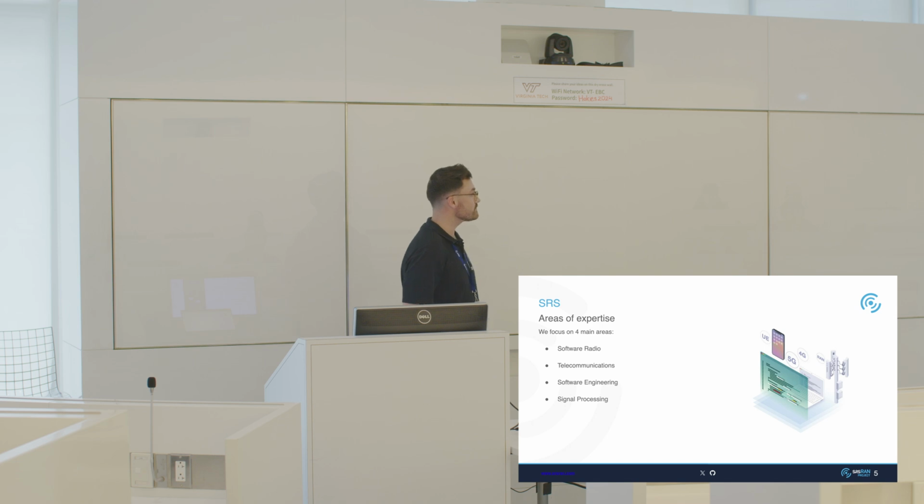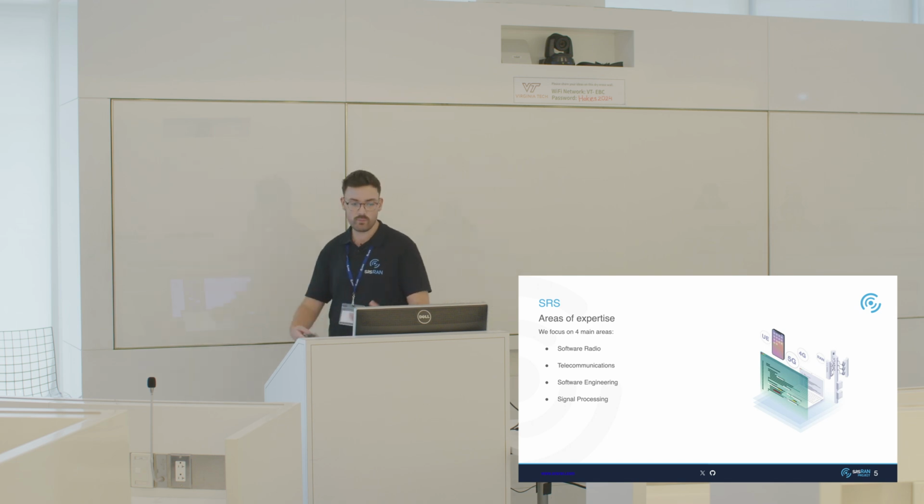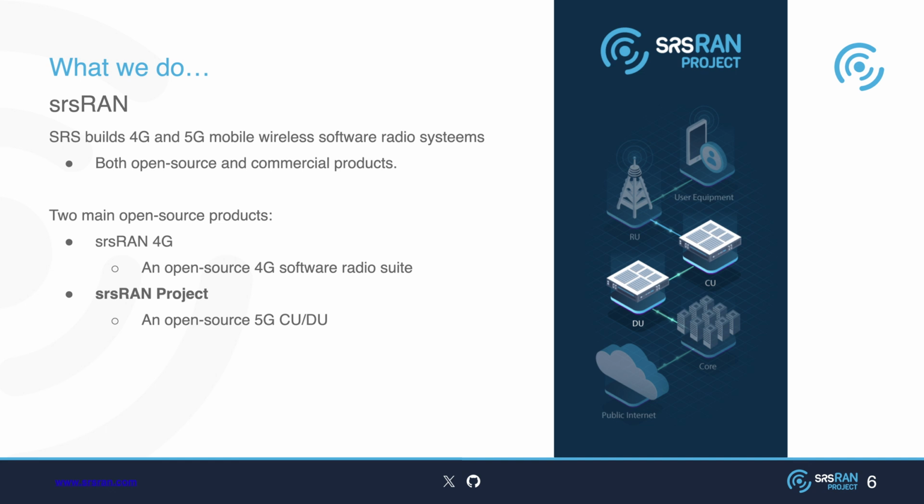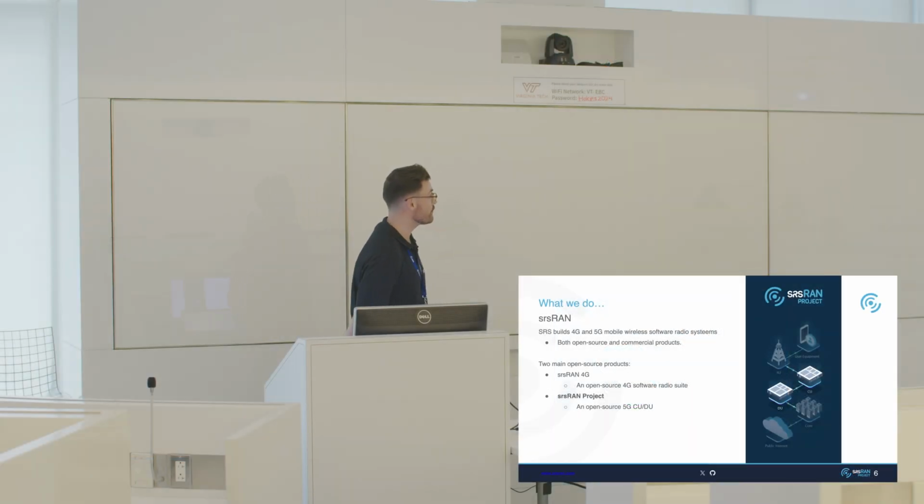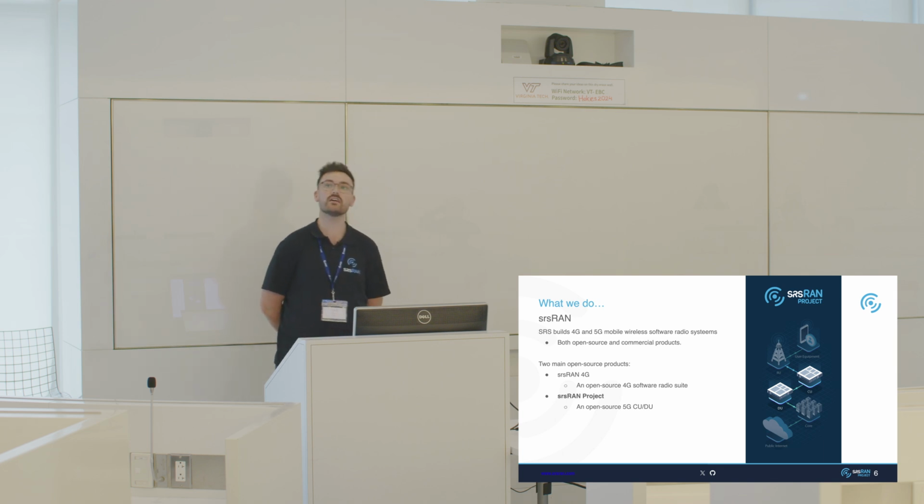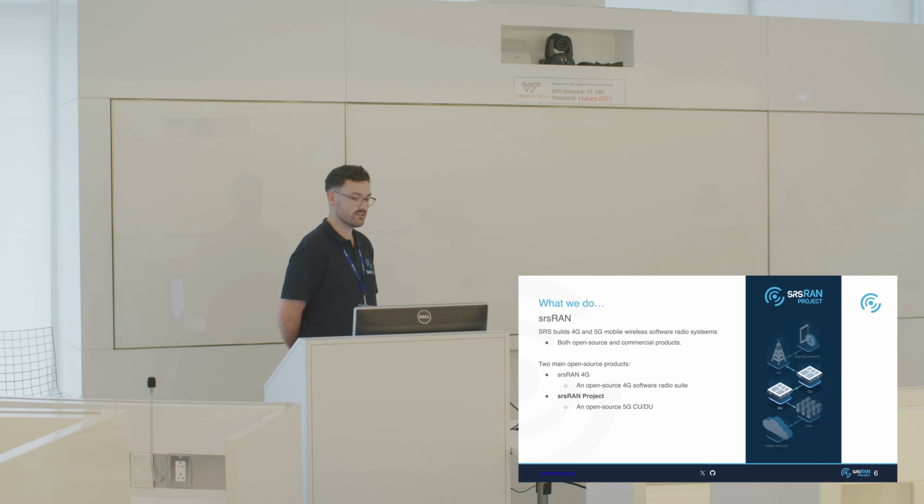So what do we do? We have currently the srsRAN project, which is our main open source product, and srsRAN Enterprise. But you may know us from srsRAN 4G, formerly SRS LTE. So srsRAN 4G is an open source 4G software radio suite. So it's a UE, eNodeB, and lightweight core. And the srsRAN project is an open source 5G CU/DU.